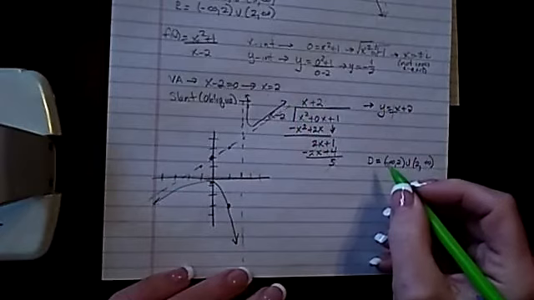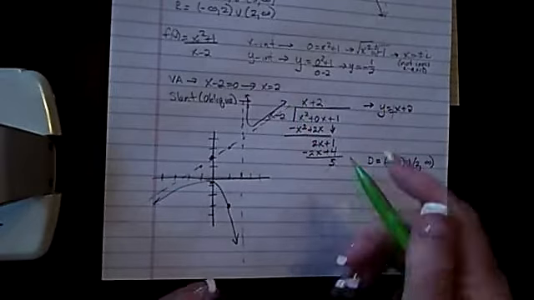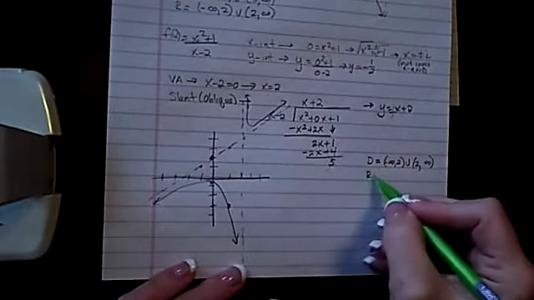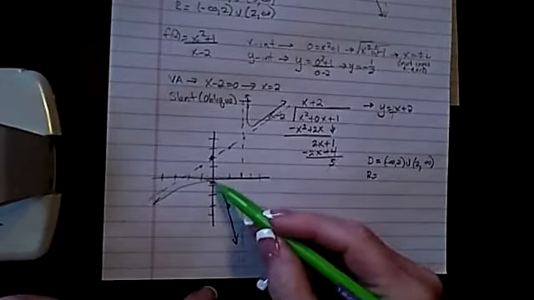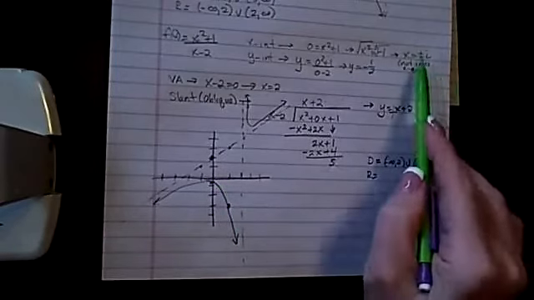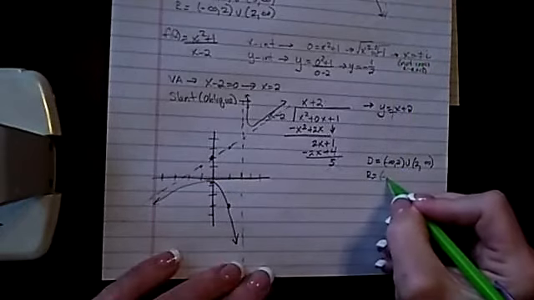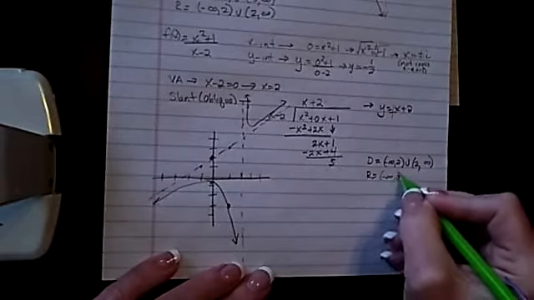Okay, what about the range? What do you think we have for the range there? So let's see, we're going to start at negative infinity, and it doesn't ever get up to 0 on that, right? So we would go from negative infinity to 0.